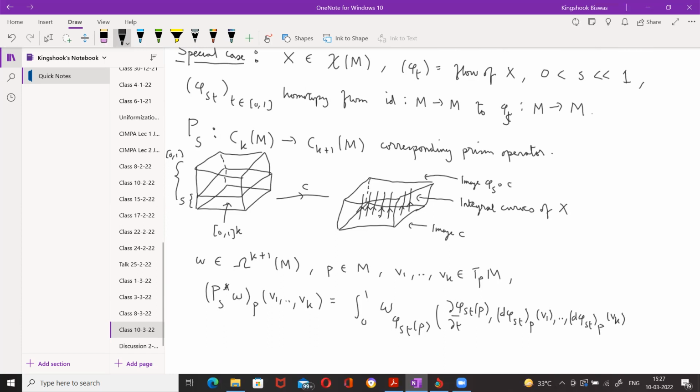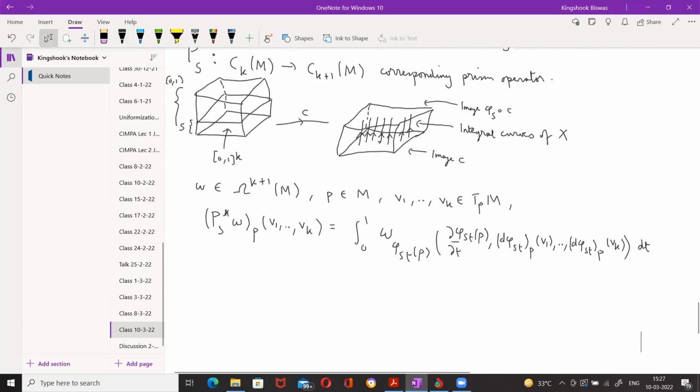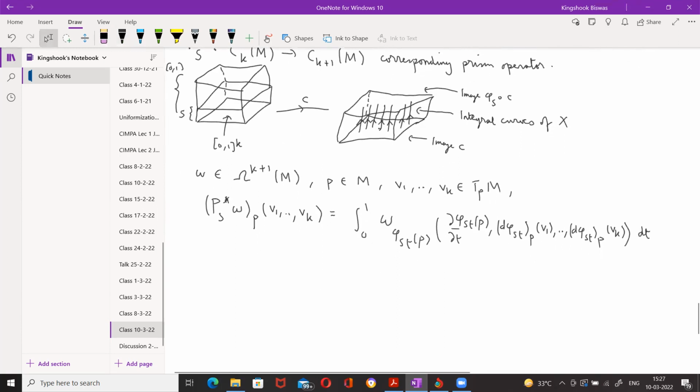Right? This is my dual of the prism operator acting on forms. Yes, right? Yes, are you there? Yes, sir. Yeah, this is fine. Yes, okay.